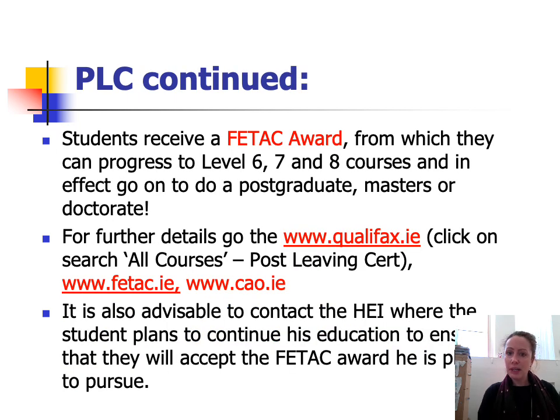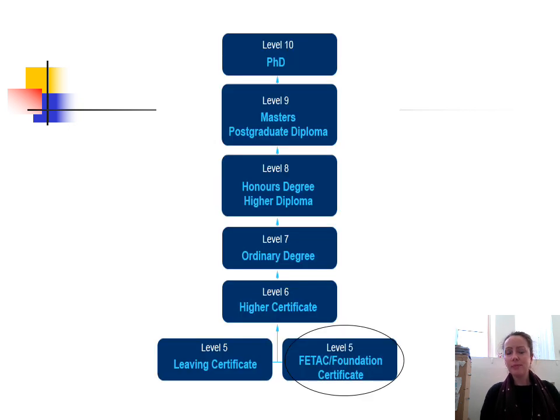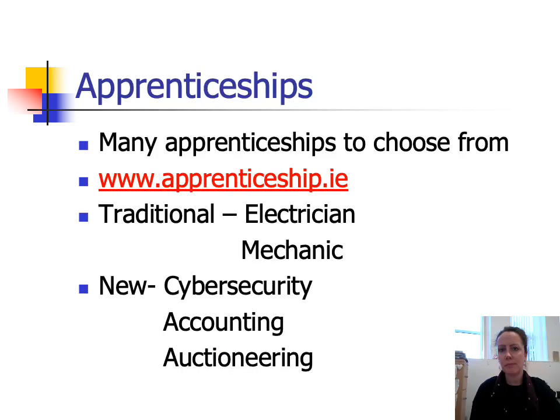Students receive a FETAC award, and from this they can continue on to the level 6, 7, 8. There's many of these available to view on your Qualifax as well. You can click in, and instead of choosing your CAO courses, you can click on your PLC, and also check the progression routes to the different colleges. So here we have again, like explained at the start, your level 5, 6, 7, and you can go on to level 8, 9, and even 10.